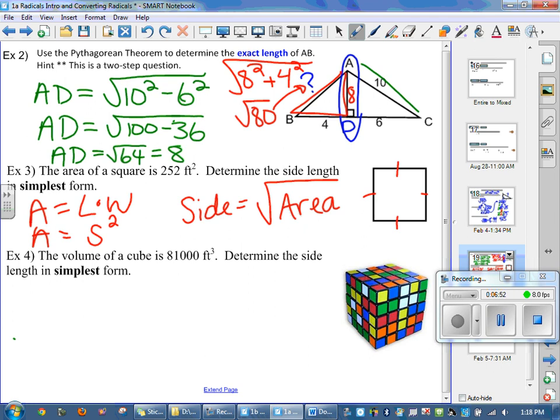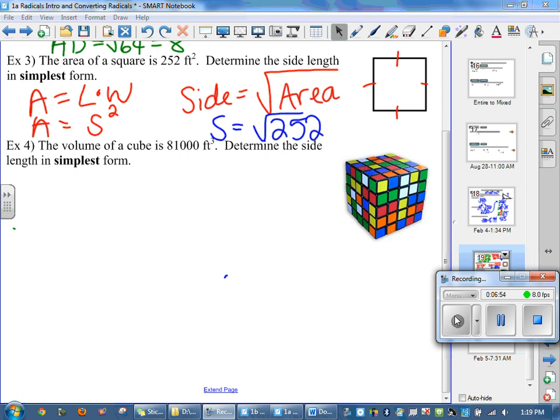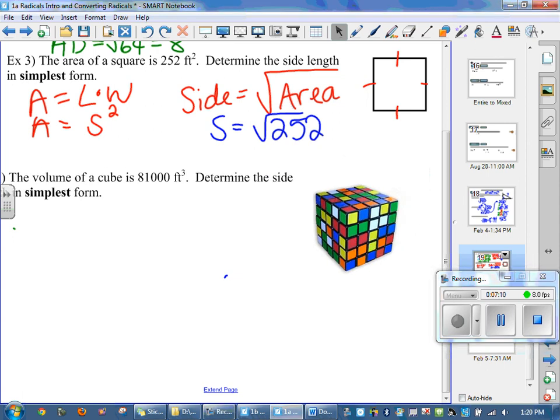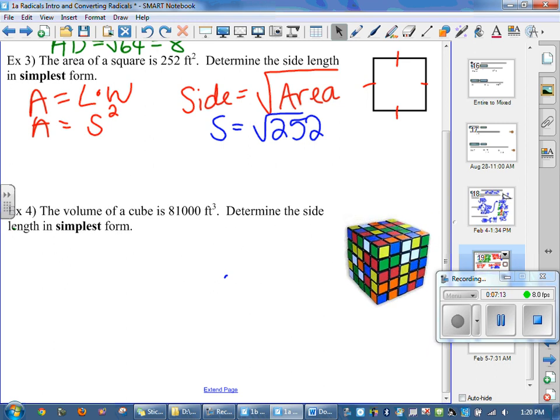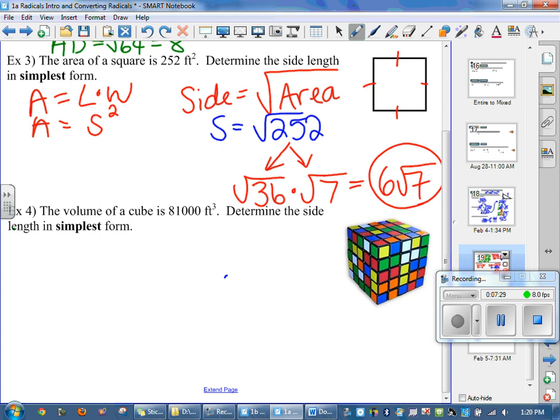Okay, I'm taking the square root of 252. We do not want the decimal because it's asking us for simplest form. It wants an exact value answer, so you need to divide by a perfect square. So we divide by our perfect squares. We're going to find 36 times 7 works. So we break him down into root 36 times root 7. So that's going to give us 6 root 7. So that's how long one side is, 6 root 7.